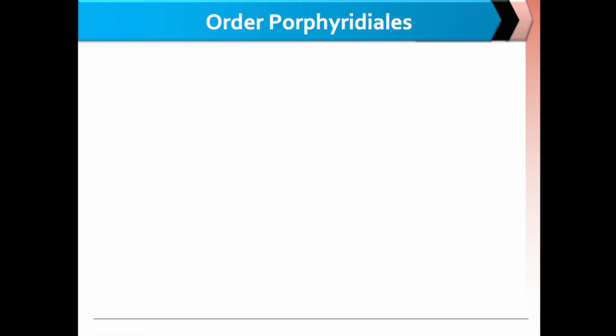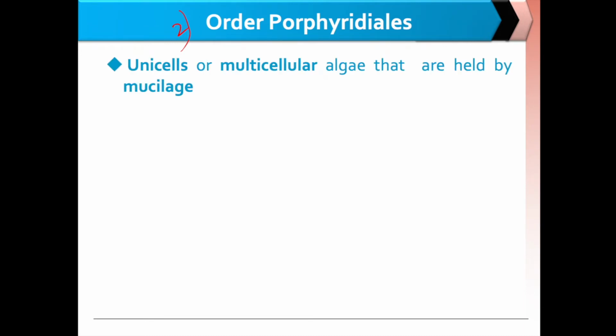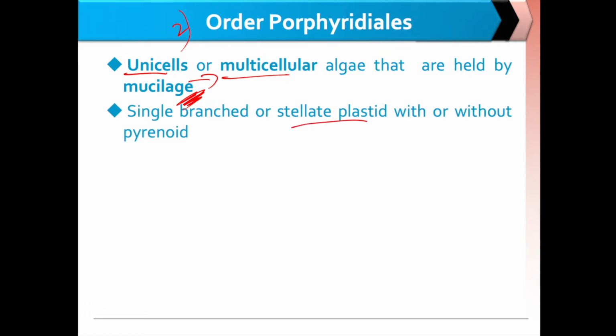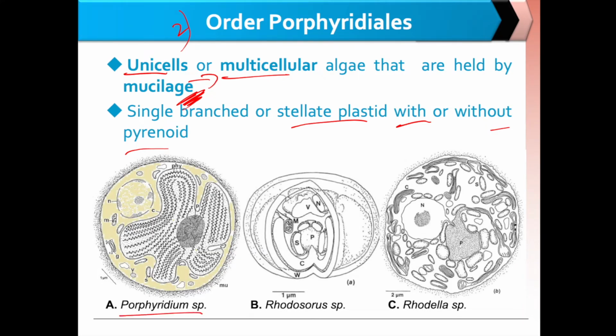Next is your order Porphyridiales. This order is also an interesting one because it is composed of unicellular to multicellular representatives that are usually held together using mucilaginous secretion of the cell. There is a difference in their forms. Some are single branch, some have stellate plastids with or without pyrenoid. As you can see here, we have different representatives, your Porphyridium, Rhodosorus, Rhodella, sp. So your Porphyridium has a stellate type of plastid, again a more primitive version of plastid. We have your Rhodella, also having a stellate type of plastid. And your Rhodelia sp., which is also a unicell, but this time it has a discoid type of plastid, which is a more advanced form of plastid.